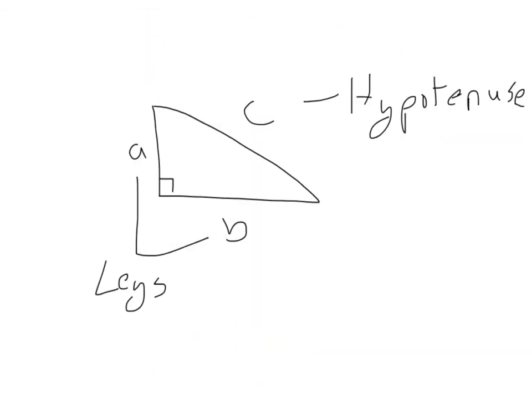So here let's look at our right triangle right here. This works for only right triangles, by the way. For this right triangle right here, we understand that we have a leg and a leg. We have our little leg and our long leg.